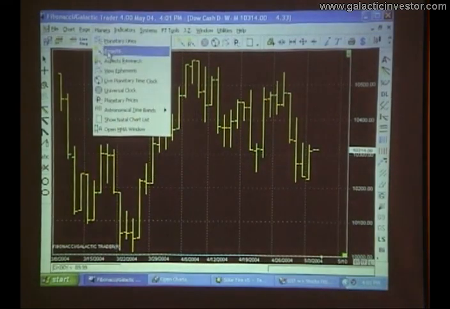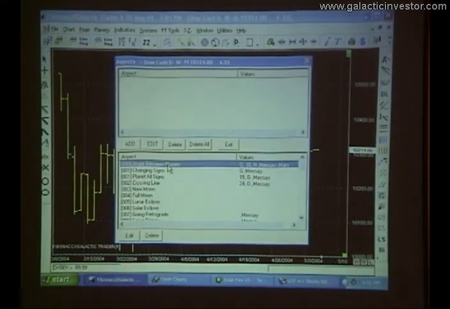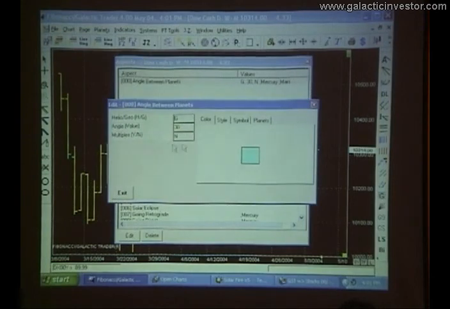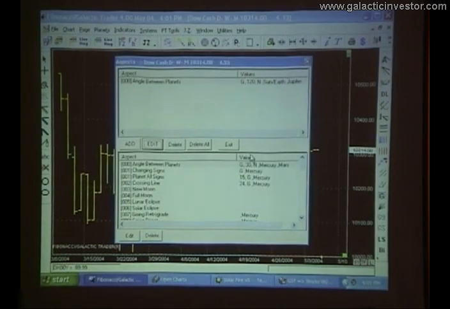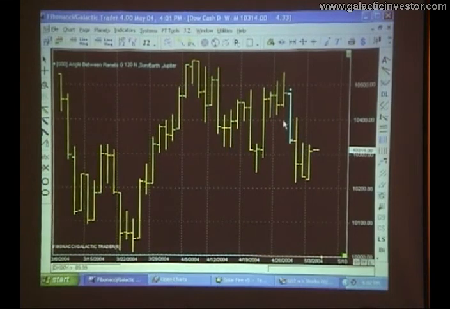Now let's go to planets and aspects, and let's talk about the Sun-Jupiter trine last week again. So let's add that to the price bar so we know which bar it is. So we go to angle between planets, click on planets, and check the Sun and then Jupiter. Change the angle to 120. I make the bar thickness about 3 so it stands out. There's the Sun-Jupiter bar.